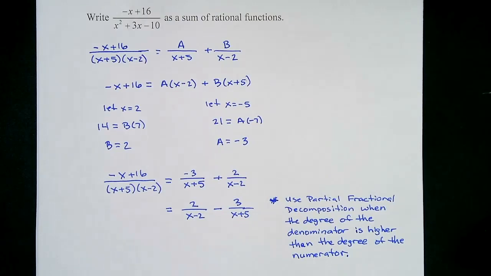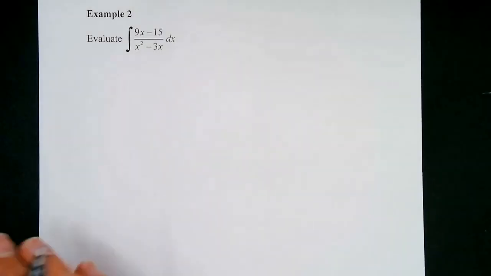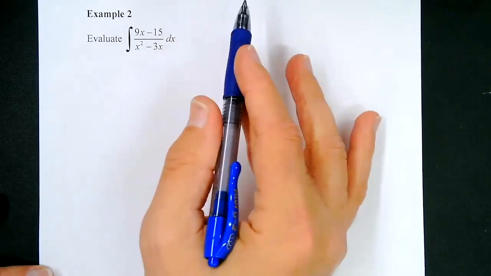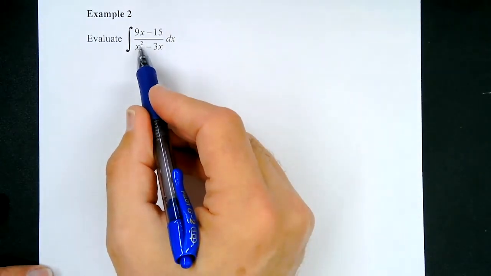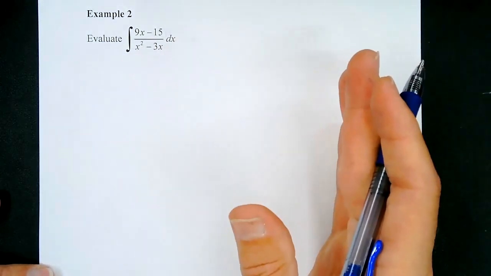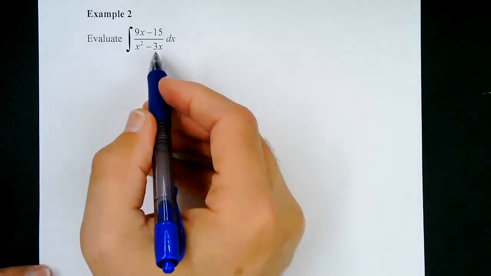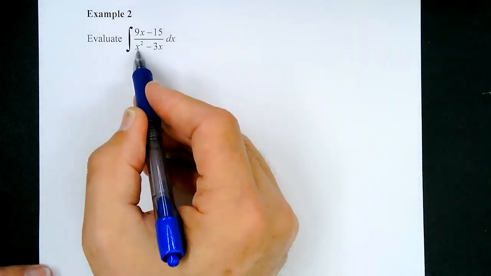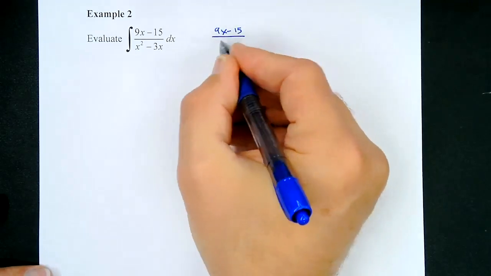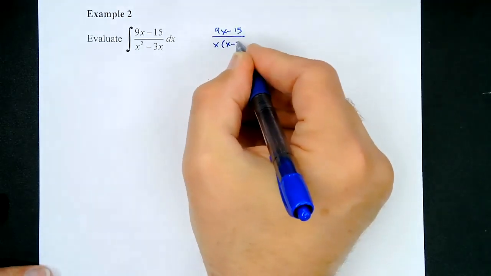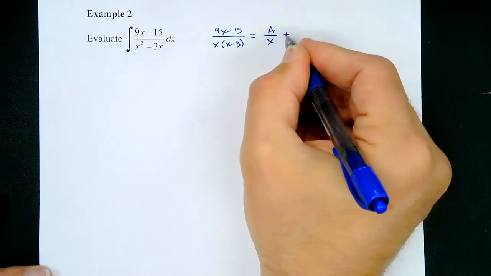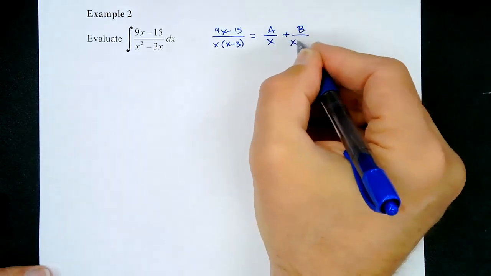Okay. All right, let's do a problem with integration now. We want to take the integral of 9x minus 15 over x squared minus 3x dx. And again, notice this power, which is the degree 2, is larger than the degree of the numerator. So this is a perfect example of when we would want to use partial fraction decomposition. The denominator here factors into x times x minus 3. So this becomes 9x minus 15 over x times x minus 3, which would equal A over x, and then plus B over x minus 3.